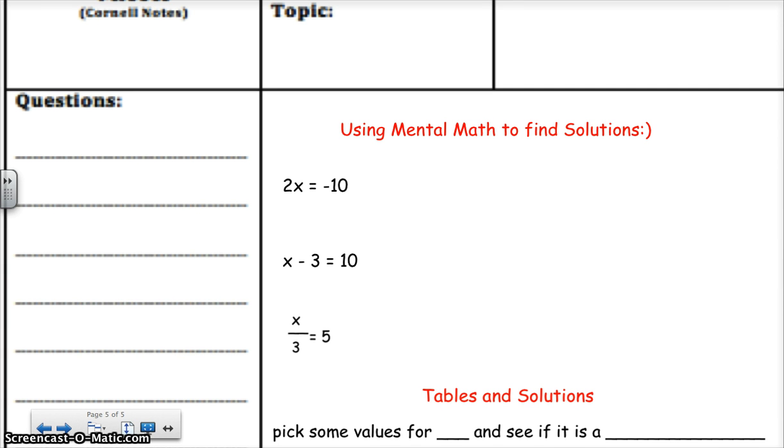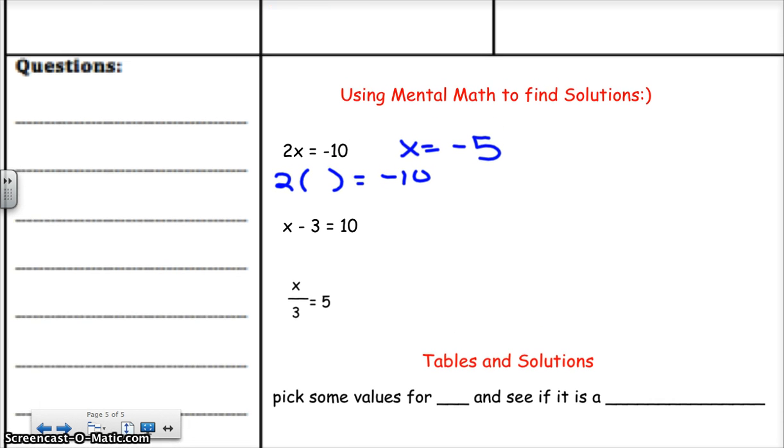2 times x equals negative 10. What would be the solution to that? Someone already said it, negative 5. I'm saying 2 times what equals negative 10? Not using my algebra, just using, filling in the blank.